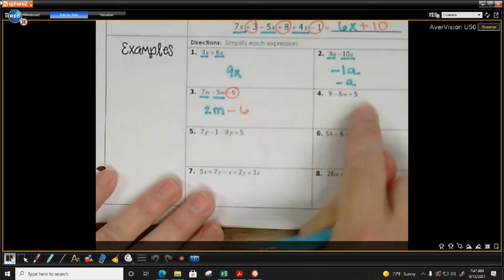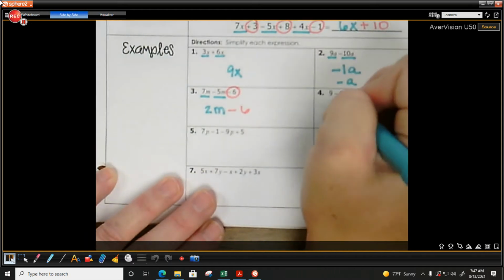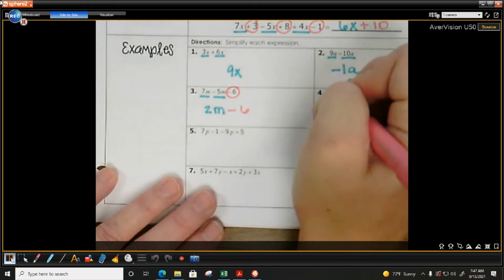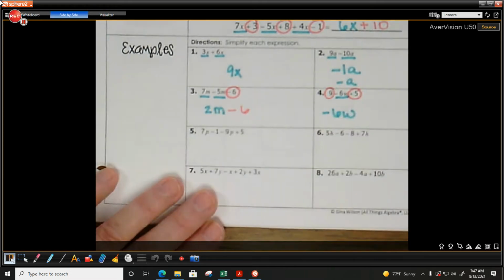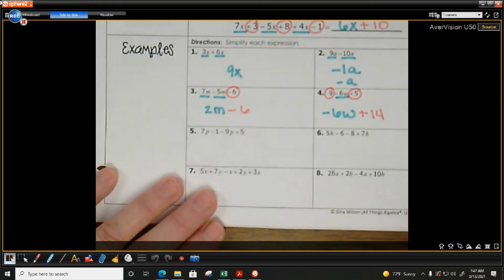Okay, next one. Do I have any like terms? Yes. Now this one is kind of tricky because we have like constant terms. Do I have a like variable term? No. We always write our variable term before our constants though. So I'm going to drop down my negative 6w. We always want our variable term before our constant term. Okay? So then what are my two like constant terms? 9 plus 5. Notice when I'm circling my like terms, I'm including the operation sign in front. So what's 9 plus 5? 14. And it's a positive, so plus 14.